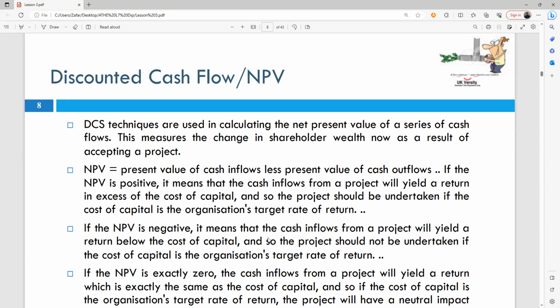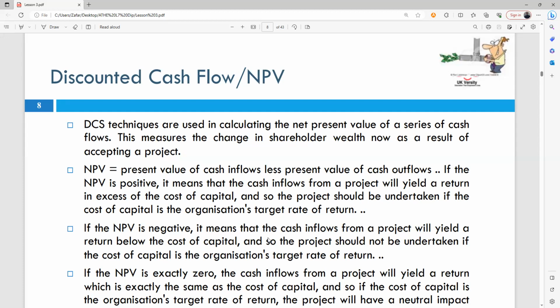Suppose you are going to receive £1 next year. How much is it worth today? This is what the discounted cash flow, or net present value, takes into account. It measures the wealth now as a result of accepting a project.